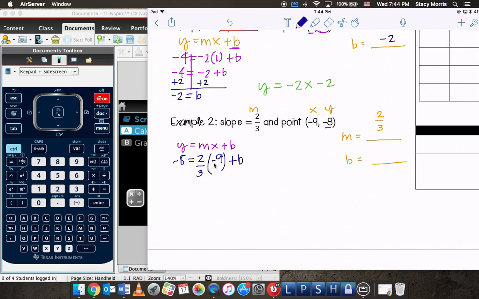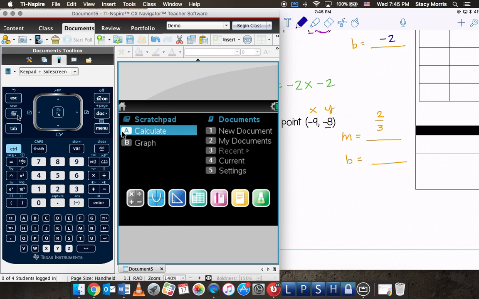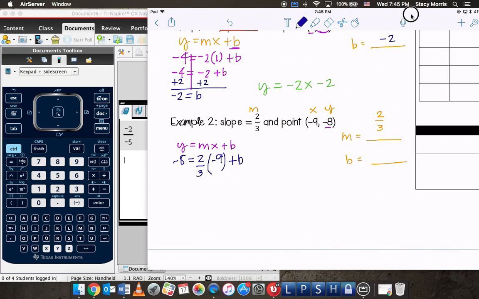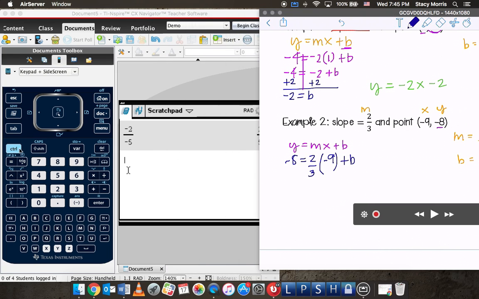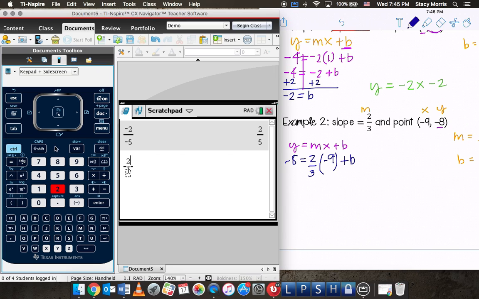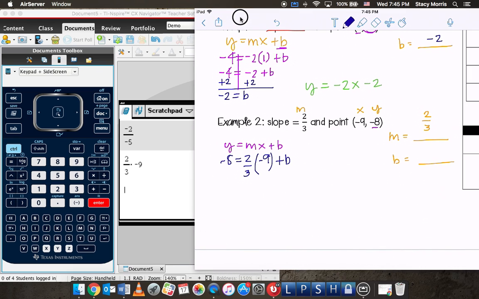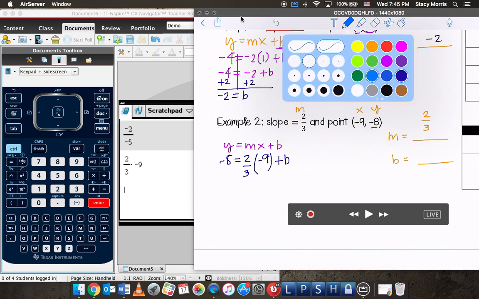This looks scary, right? It's a fraction times a whole number. If you don't know how to do that, I suggest you use your calculator, but I think we can all do this. 2 times -9 is -18, and -18 divided by 3 is -6. I'll show you that in my calculator. 2/3, so control divide, 2/3 times -9, in parentheses. There we go, -6. So that simplifies to -6, which makes it look a lot nicer.